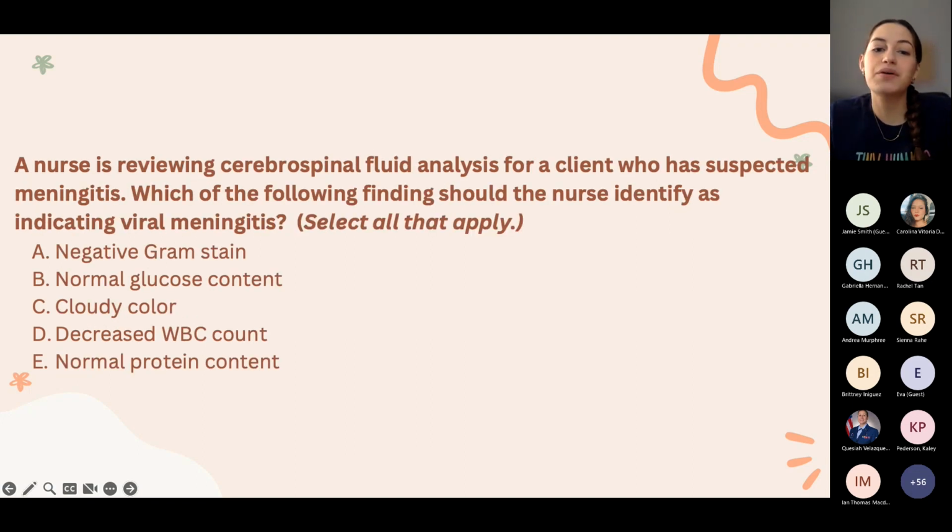All right, a nurse is reviewing cerebrospinal fluid analysis for a client who has suspected meningitis. Which of the following findings should the nurse identify as indicating viral meningitis? Select all that apply. Negative gram stain, normal glucose content, cloudy color, decreased white blood cell count, normal protein count.